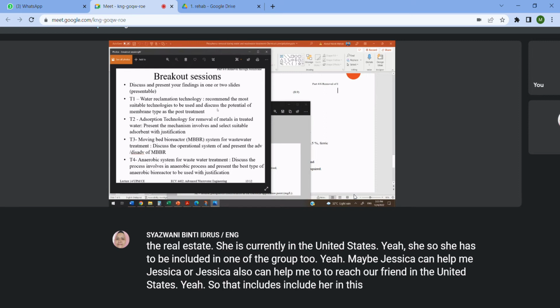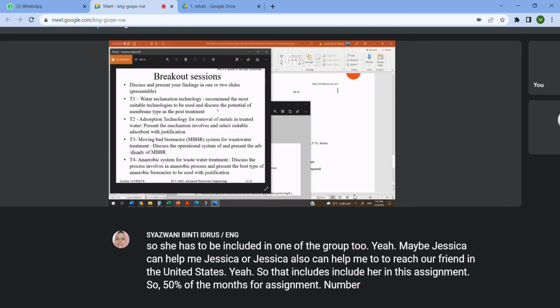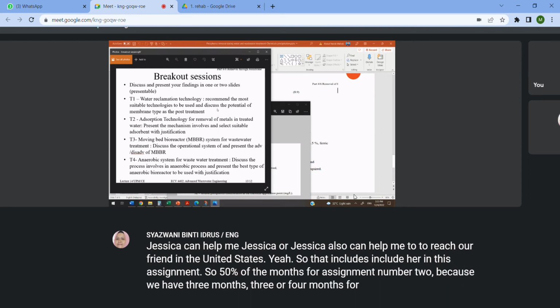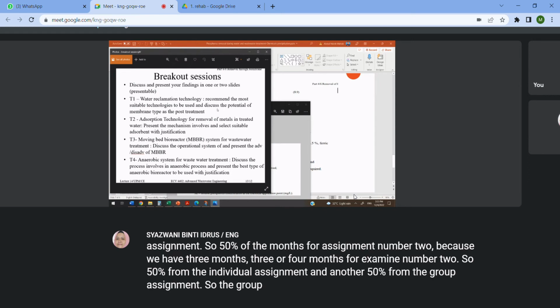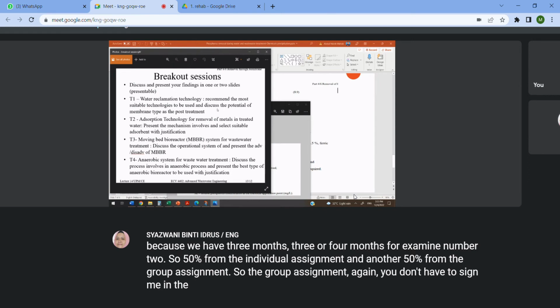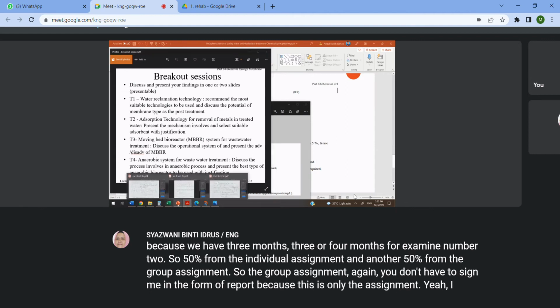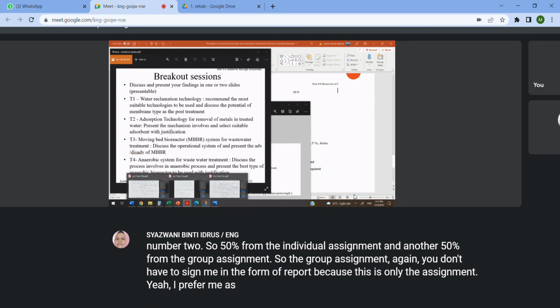So 50% of the marks for assignment number two, because we have 3 or 4 marks for assignment number two, come from the individual assignment and another 50% from the group assignment. For the group assignment, you don't have to submit a report because this is only an assignment. I prefer it to be as simple as you can.